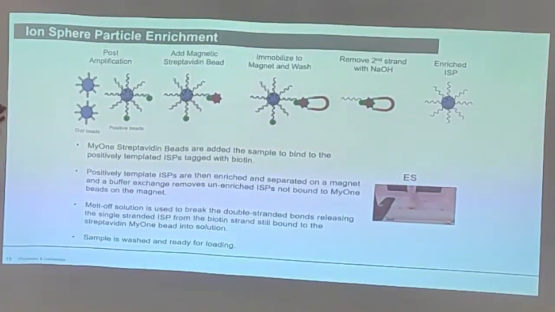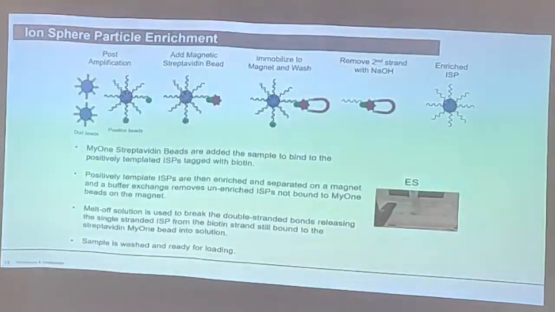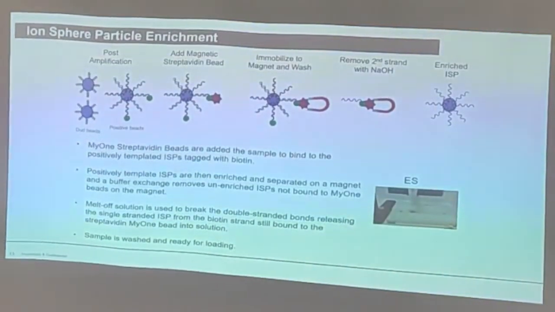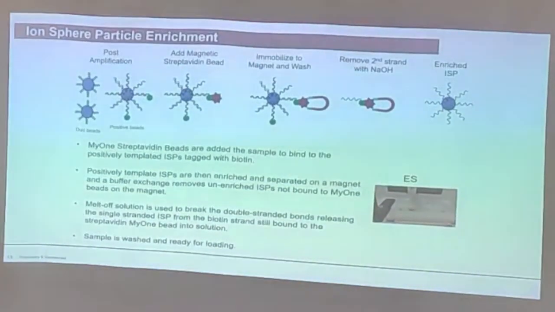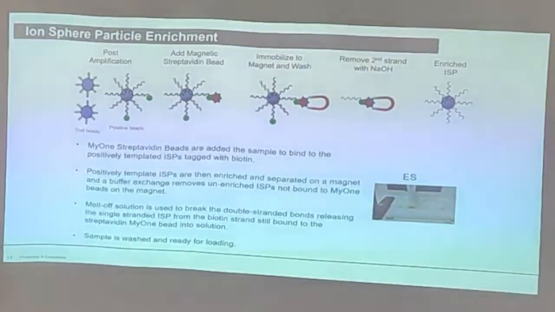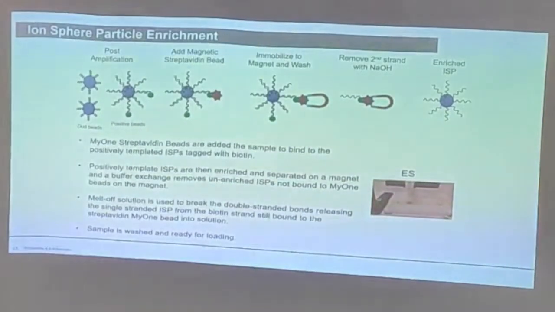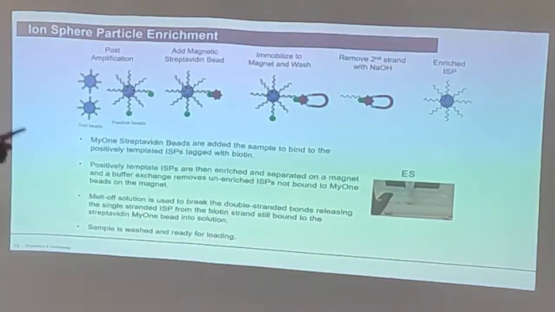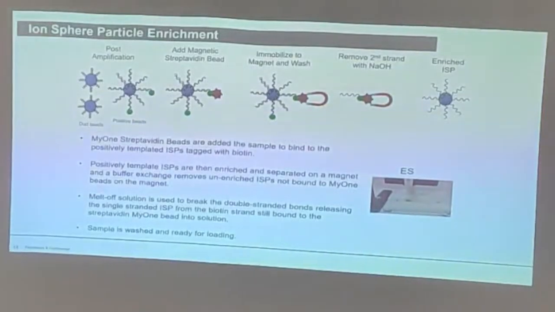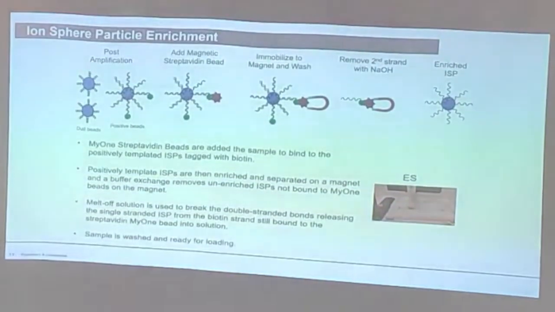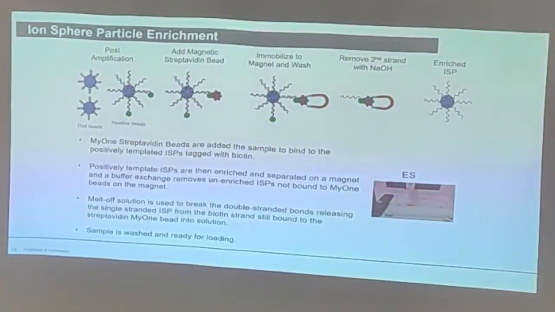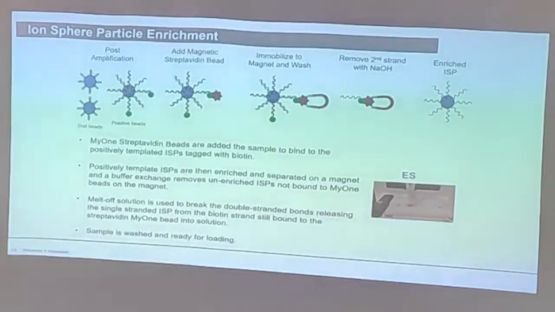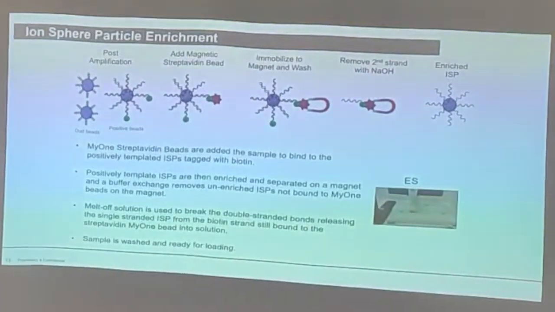Using this magnetic property, there is a magnet attached. There are certain attachments which contain strong magnets. Those beads will be captured by the magnet. Whatever is pulled is actually the enriched Ion Sphere particles. The Ion Spheres with the empty library will be washed out, so what you have is the actual amplifiable library.